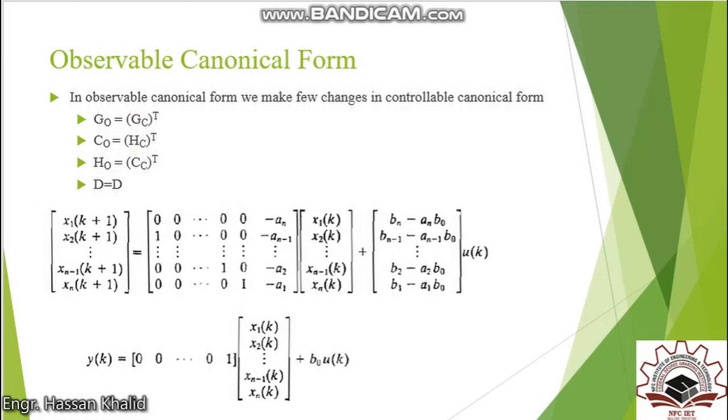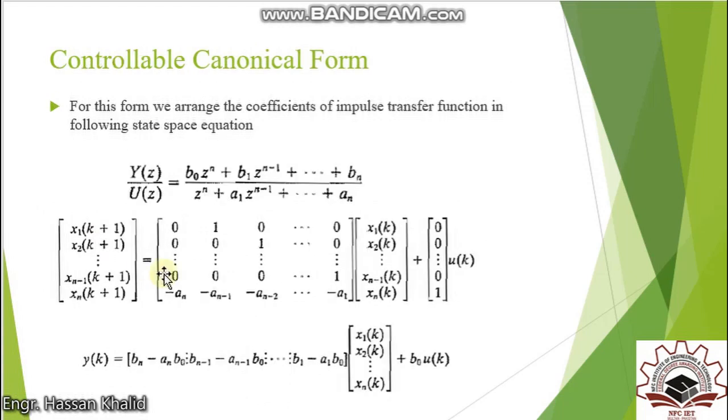Now if you look at this previous slide, and keep in mind, if I take the transpose of this whole matrix, what will happen? The row 0 1 0 up to 0, if it is the first row, it will be transformed into the first column. Similarly the second row, if I take the transpose of it, it will be converted into the second column, and the last row will appear in the last column. That will be my new observable matrix for the G.